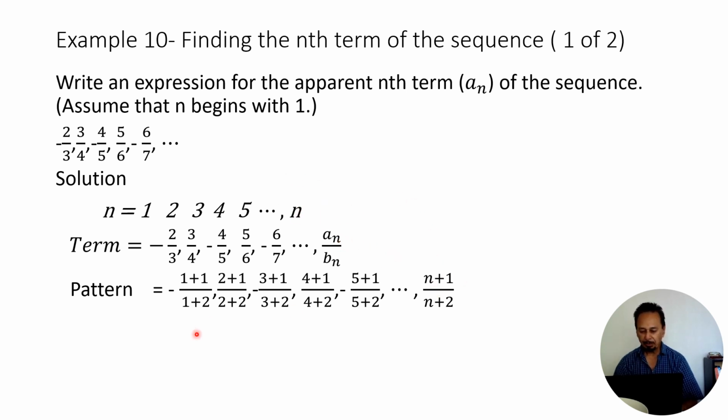So now look at the denominator. It looks like 3 is what I get if I add 2 to 1. If I add 2 to 2, it becomes 4. To get 5, I have to add 2 to 3. To get 6, I have to add 2 to 4. To get 7, I have to add 2 to 5. So to get this term, what I have to do is add 2 to what? n plus 2. So this is my nth term.